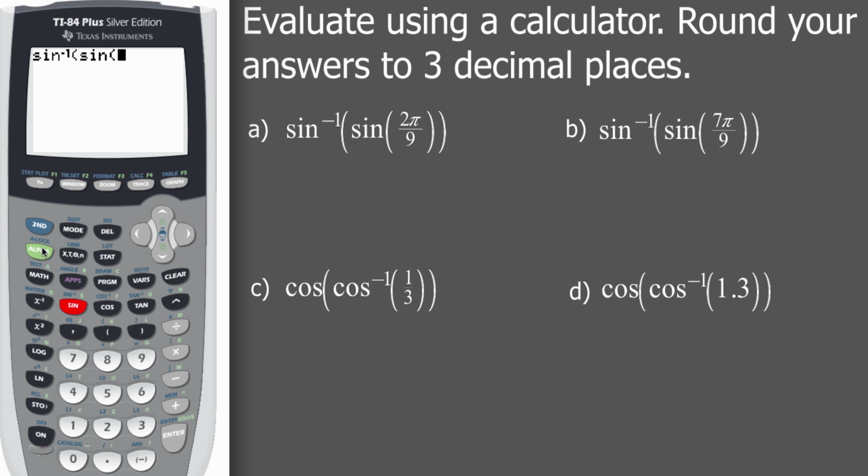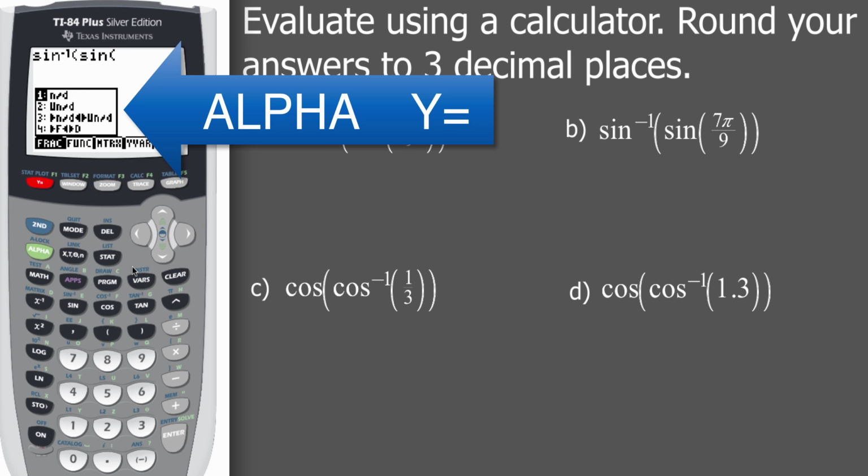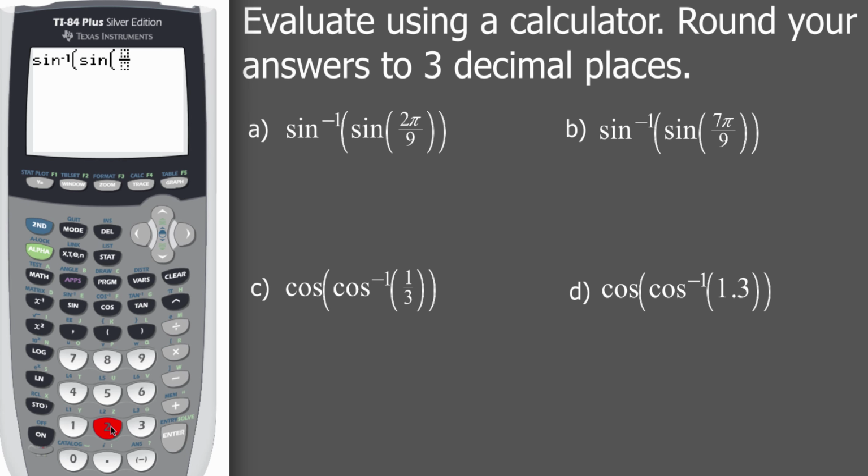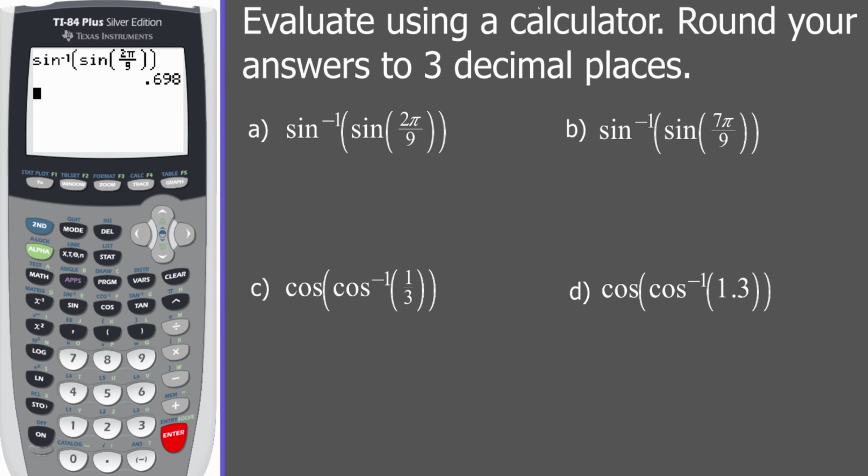Now I'm going to do alpha y equals because that's going to give me that numerator denominator option, and so I can actually put in 2 pi just like that and then over 9. Now make sure you've got 2 sets of parentheses there, 2 going in and 2 going out. When we hit enter, we will get a decimal value of 0.698. So this first one has a value of 0.698. Not a big deal.